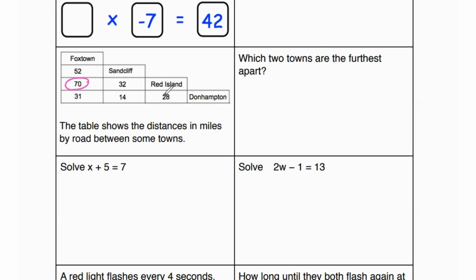So if you look at the values, it's clear that the furthest apart are Foxtown and Red Island. And what is the distance? It's 70.